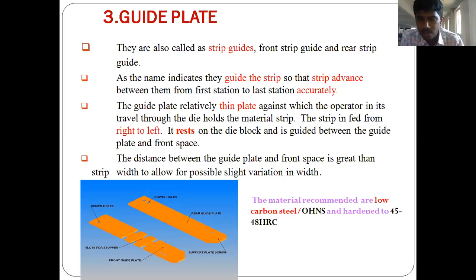And moreover, note down one point here. It rests on the die block. Okay, it is resting on the die block, and you can see in the figure the supporting plate. We are having it in between these two. We are going to feed the strip. You can see in this figure also. They are made up of low carbon steels and OHNS and hardened to 45 to 48 HRC.